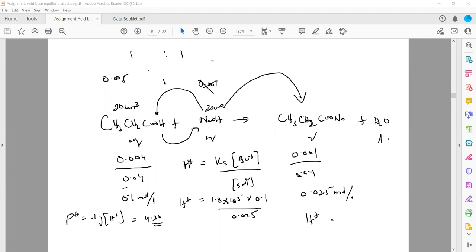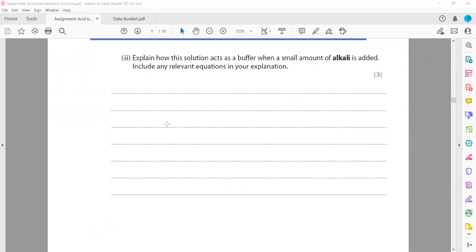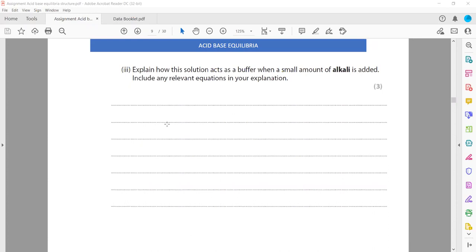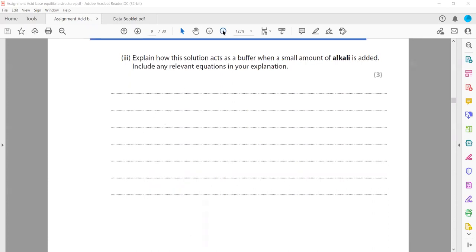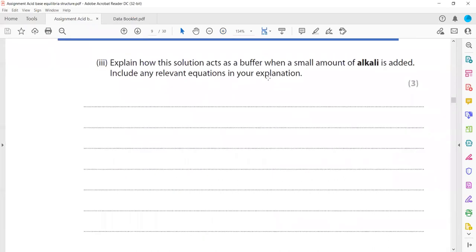Is this question clear? That is how we work out the pH of a buffer solution. For buffer solutions, you will find these types of questions common: explain how this solution acts as a buffer when a small amount of alkali is added, include any relevant equation. If we add an alkali, a buffer solution resists a change in pH.